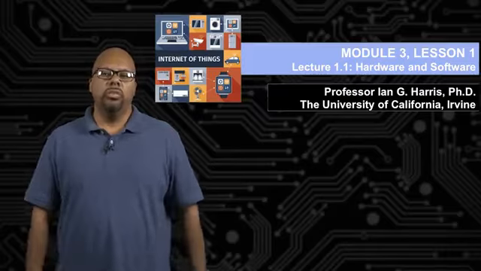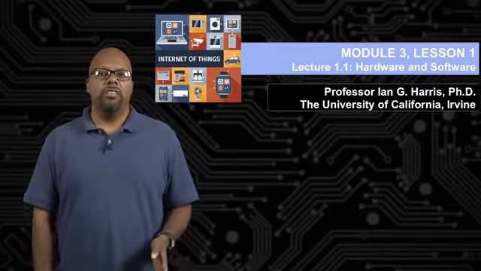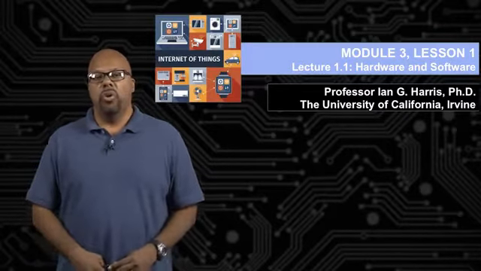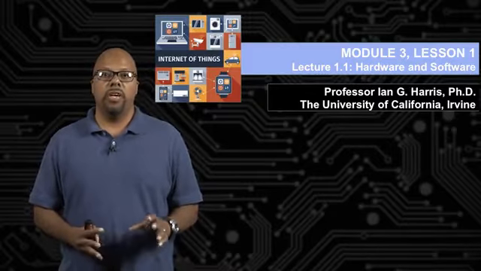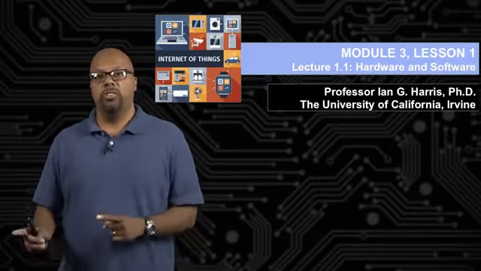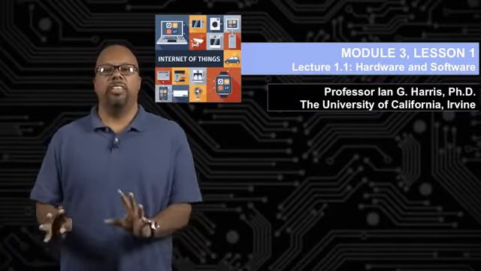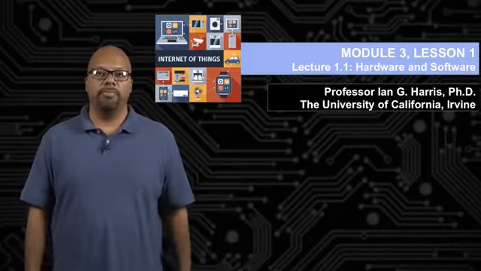So in this lecture, we're going to talk about hardware and software systems. Internet of Things devices are typically hardware and software combined. So as we're learning about the IoT design process, we really have to think about how you design hardware, how you design software, and how you design them to work together. You can't think of one in isolation. You need to think about both together as you're working on the project.